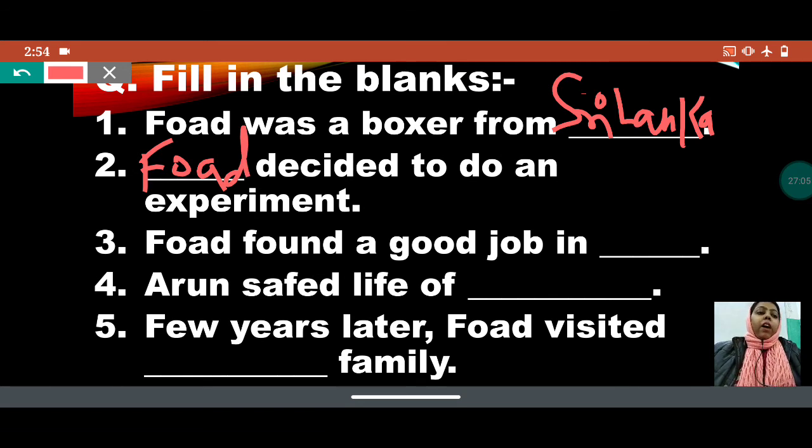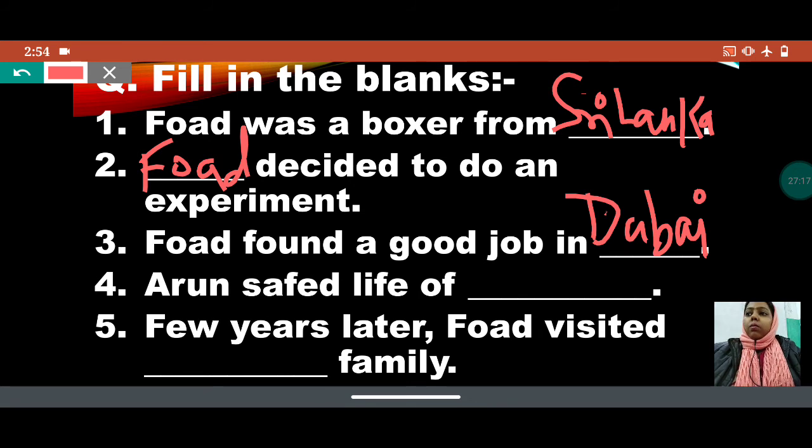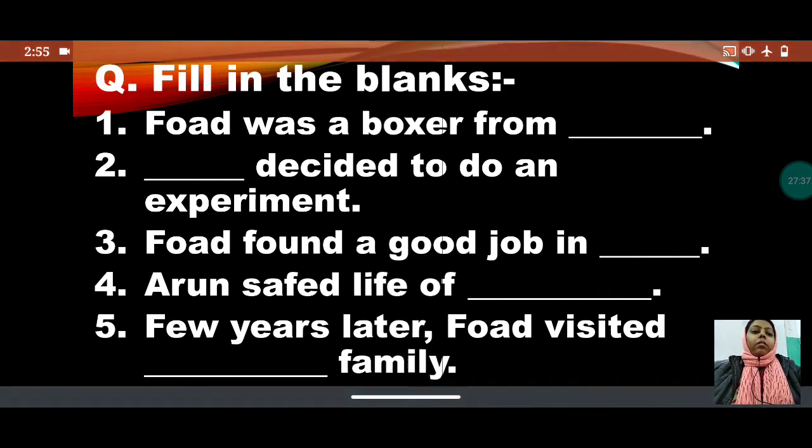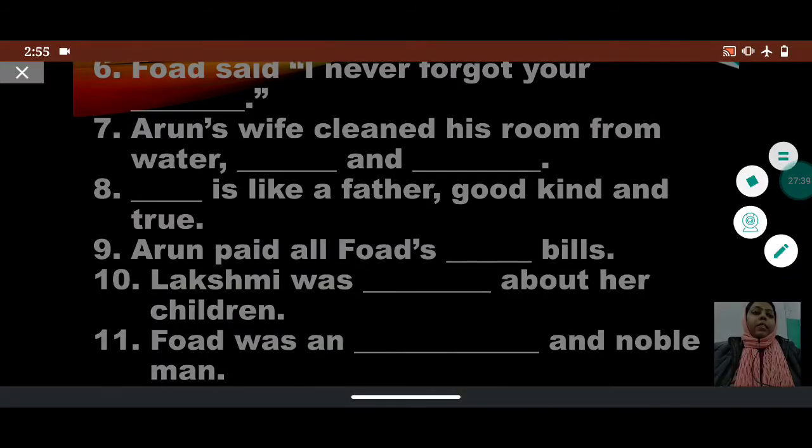Question number 3. Ford found a good job in Dash. Where did he find a good job? Dubai. D-U-B-A-I. Dubai. Now question number 4. Arun saved life of whose? Whose life Arun saved? Ford. F-O-A-D. Ford. Few years later, Ford visited Dash family. Now, to express his gratitude, Ford visited Arun's family.